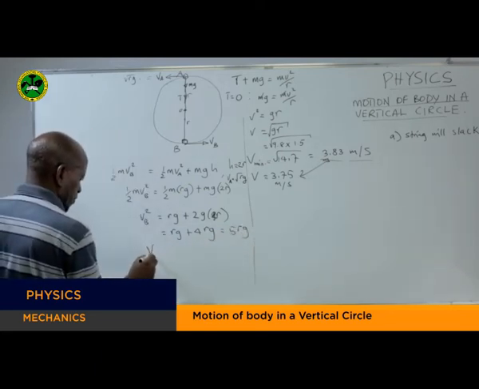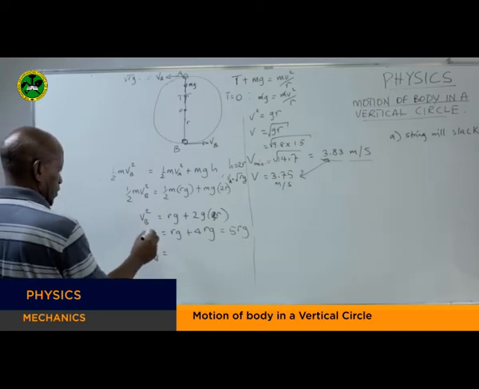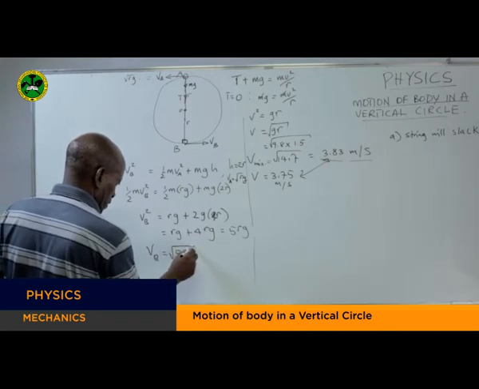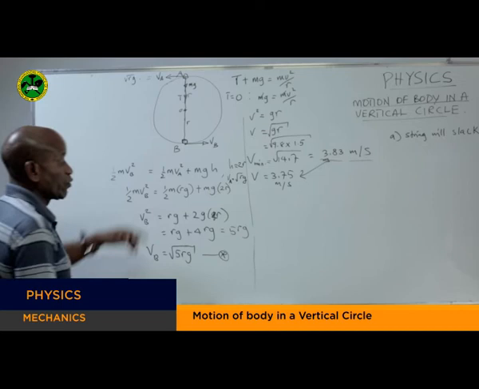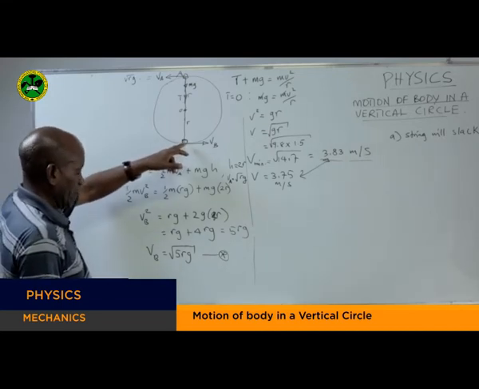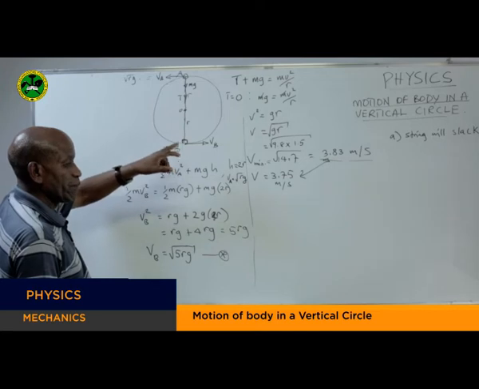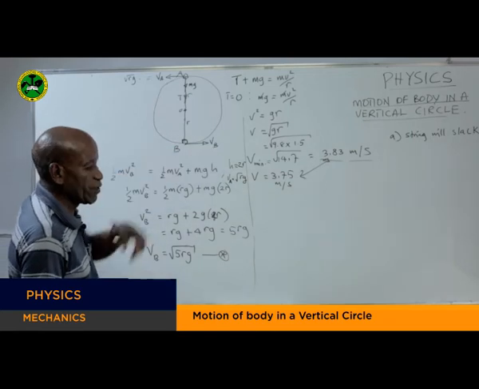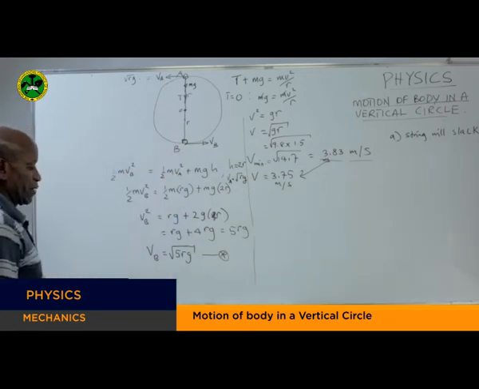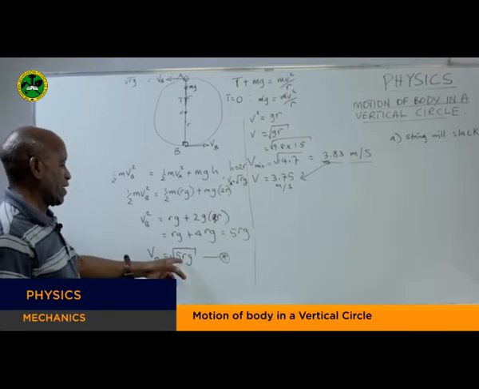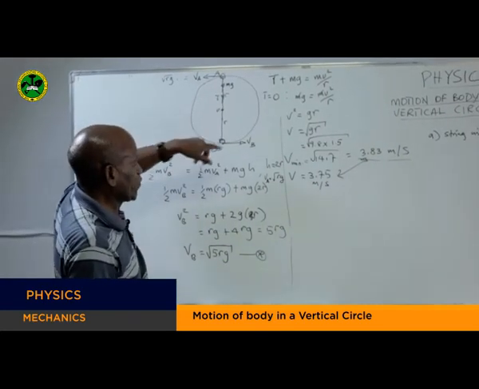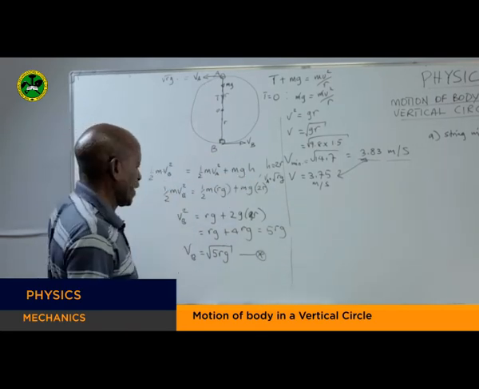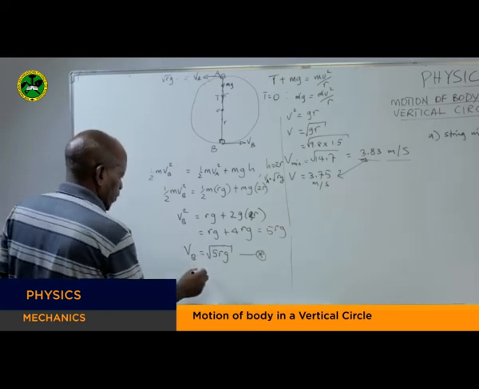So for the minimum velocity at point B, vb is just equal to the square root of 5 times rg. This is the minimum speed that must be possessed by the bucket whenever it is passing at the lowest point. We can now compute, because the radius of the vertical circle is given. That radius is the length of the string, which is 1.5 meters, and g is known.